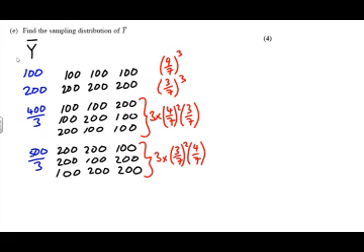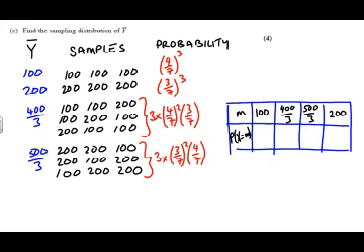So here was the Y bar, here were the samples, and here were the probabilities. Okay, so there are only 4 possible values Y bar can take. So let's put that all into a sensible sampling distribution. Okay, so here's our table with each of the means and the probability that Y bar equals the mean and the 4 possible means. So all that's left now is to find the exact probabilities of each of those happening.